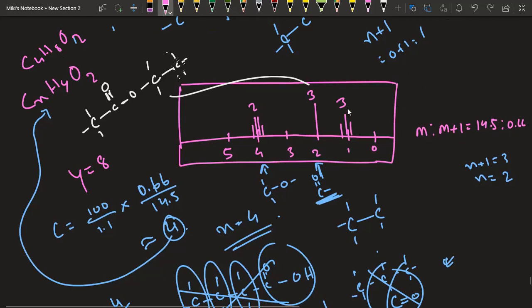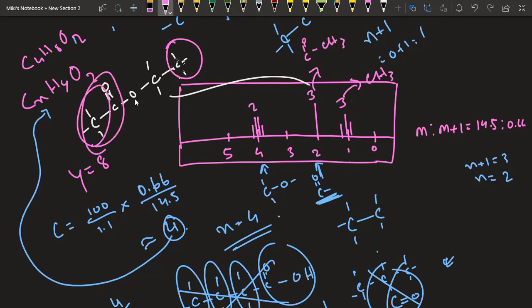I hope you will be now able to answer for which group, which value actually represents. In this region, this is for whom? This is for the CH3 group. Okay, this reading is for the CH3 group, which is on the alcohol side, like this one, which is on the alcohol side of the ester. This one is for which one? This one is for the C double bond O CH3 group, which is on the ester's carboxylic acid part.